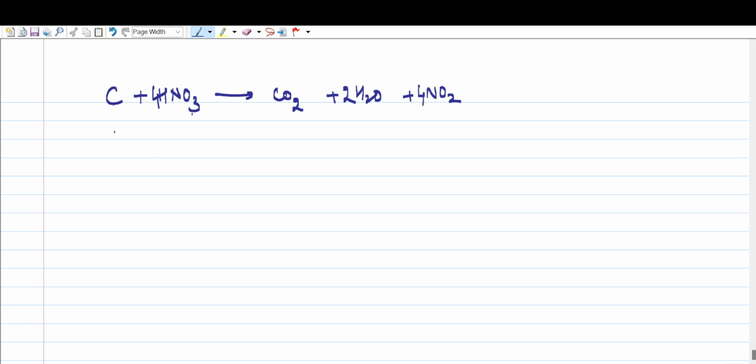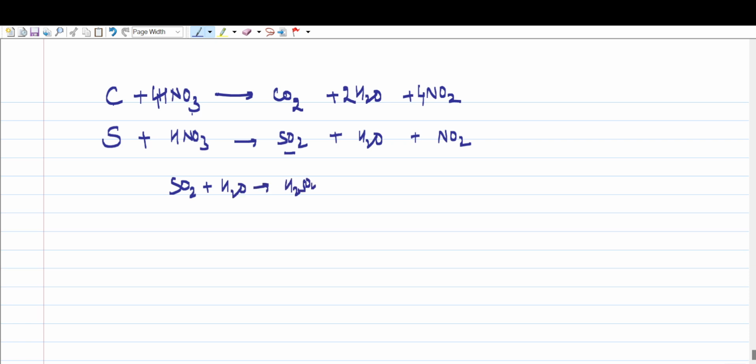Likewise, अगर carbon की जगह हम लेते हैं sulfur, तो sulfur will react with nitric acid, will form sulfur dioxide, water and nitrogen dioxide. ये sulfur dioxide further water के साथ react करेगा and is going to form H2SO4. Is this clear? So इसी को balance करते हैं. 1 sulfur with 6 nitric acid is going to form 1 molecule of H2SO4 plus 2 molecules of water and 6 molecules of nitrogen dioxide.